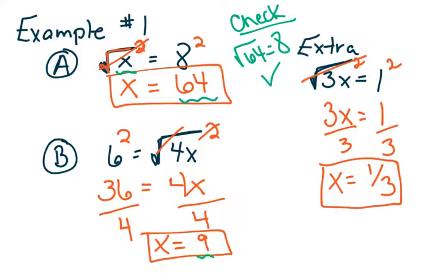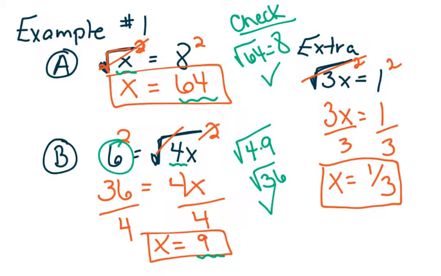If I take my answer of 9 and plug it in here, we would have the square root of 4 times 9. Well, that's 36. Is the square root of 36 6? Yes, it is. And on our last one to check, we'd have, taking our 1/3, the square root of 3 times 1/3. Well, 3 times 1/3 is 1. The square root of 1 is 1. So all of my work checks. Let's move on and try some more examples.